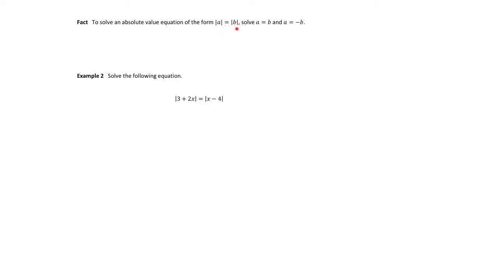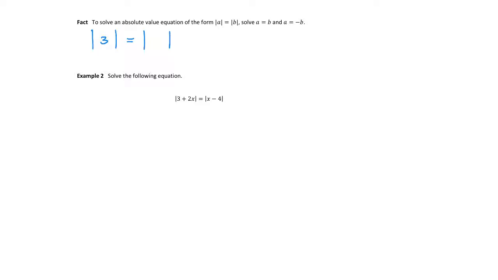To solve an equation of this form, the two equations are going to be, just let the two things equal each other. So just let a equal b. Likewise, you can let a equal negative b like we've been doing before. The reason this works is because, let's take a number for example, like the absolute value of 3.